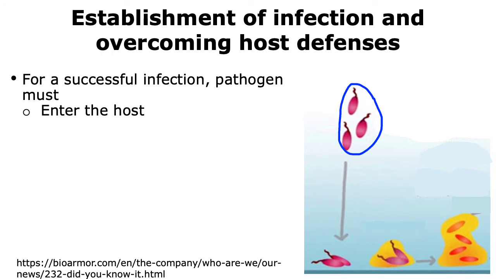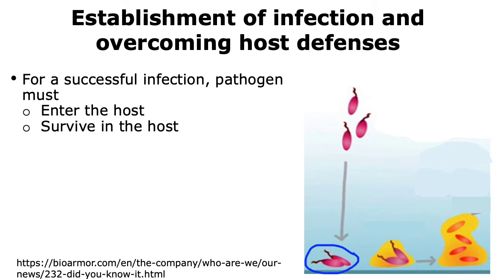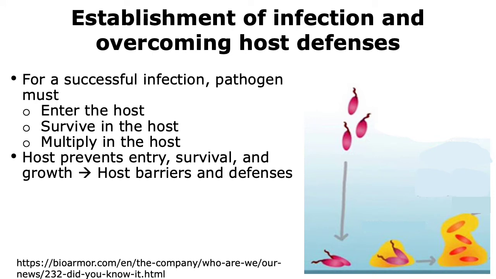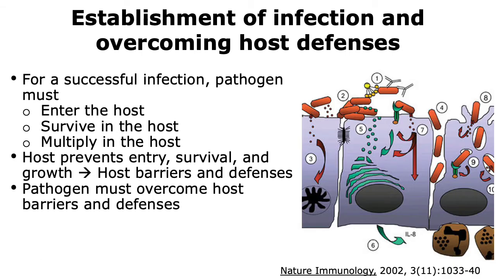Once a pathogen enters the host, it must be able to survive in the host in order to successfully cause an infection. Once it survives in the host, it must be able to multiply in the host and that way increase its numbers. Now, the host prevents the entry, survival, and the growth of pathogenic agents by having different types of barriers and defenses. Thus, a pathogen must be able to overcome the host barriers and defenses, and they're able to do that in a variety of ways.